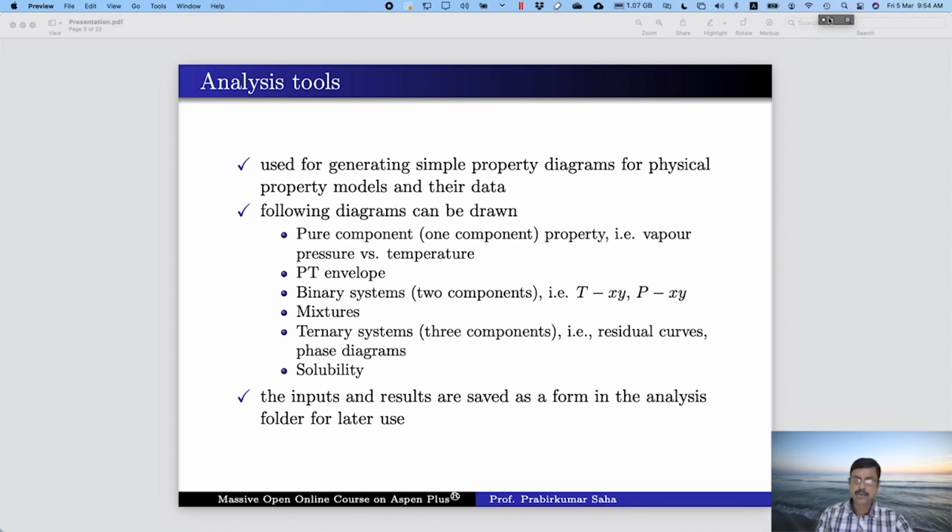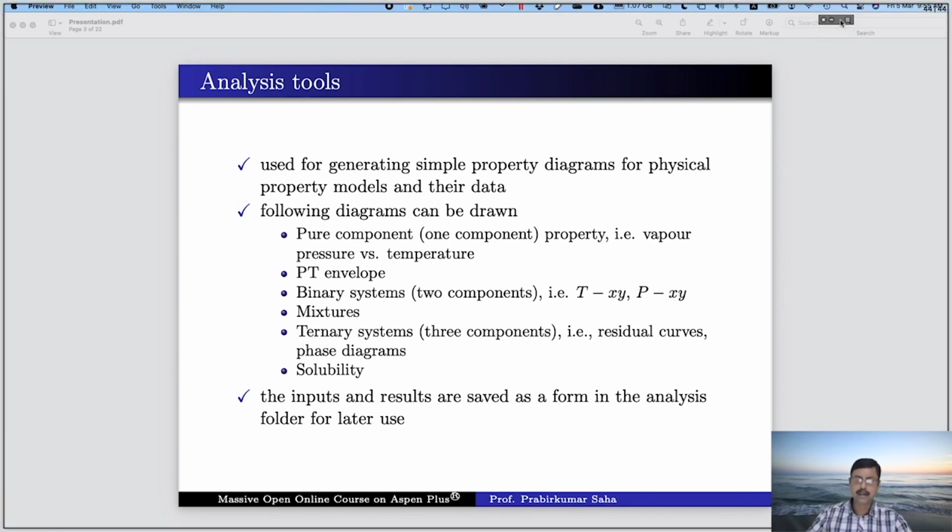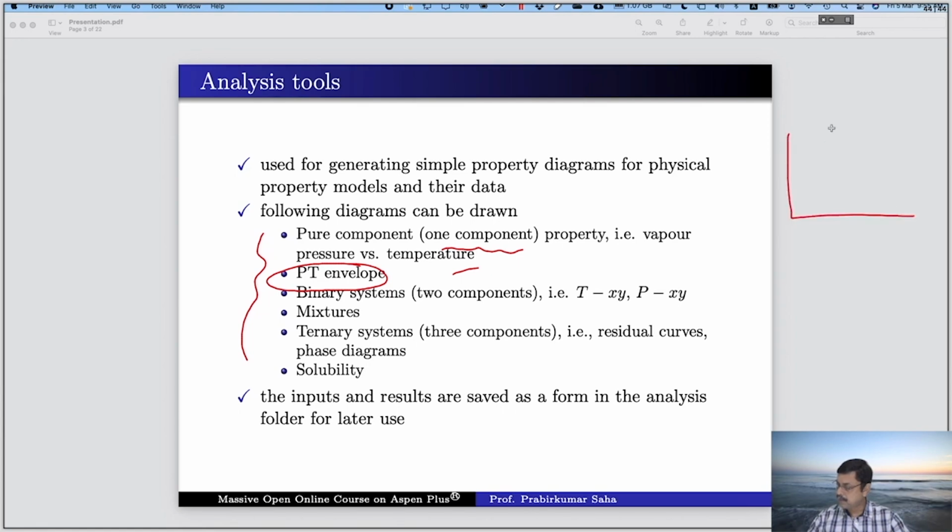The analysis tools are used for generating simple property diagrams for physical property models and their data. And the following diagrams can be drawn. One is pure component property, vapor pressure versus temperature. That means only one component. Then PT envelope. PT envelope will be something like this, where this will be P and this will be T, and this will be liquid phase and this will be vapor phase.